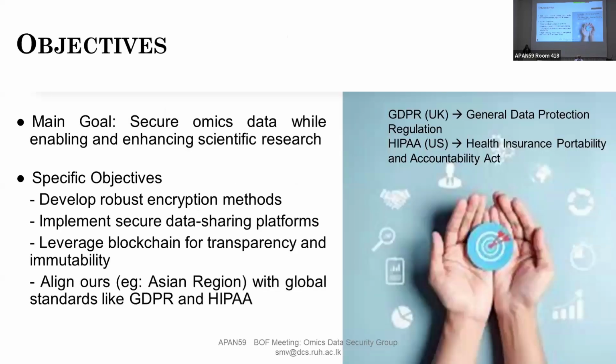Because of that, our main objective is to secure omics data while enabling and enhancing our research and development. So that is the main objective. Under that, we have objectives like developing robust encryption methods, because the existing methods have some limitations and can be attacked. In blockchain also there are types of attacks, so we also work on blockchain security. We develop methods to prevent those attacks.